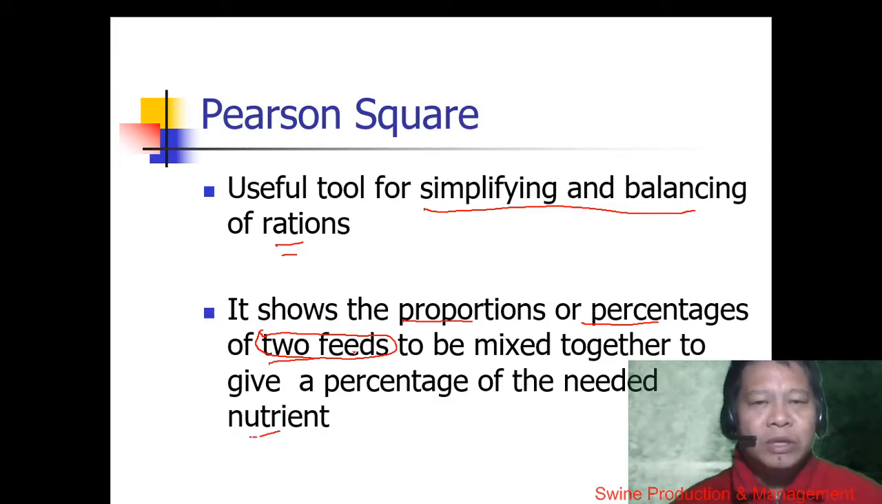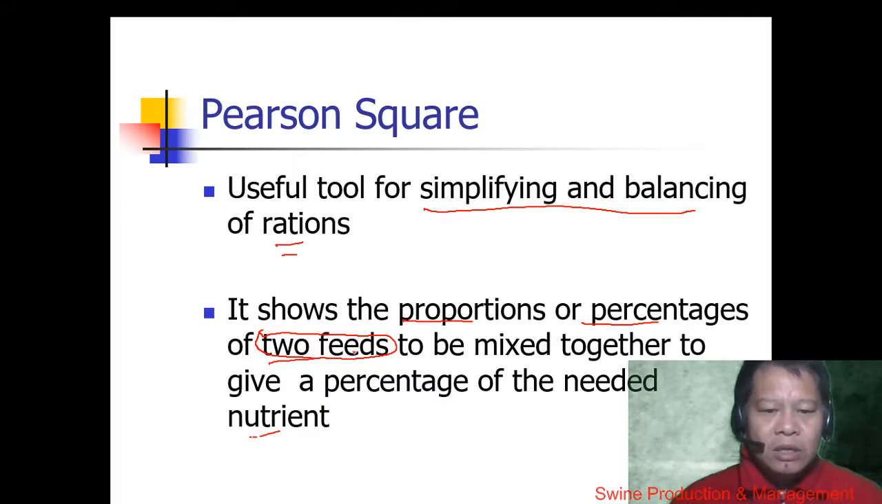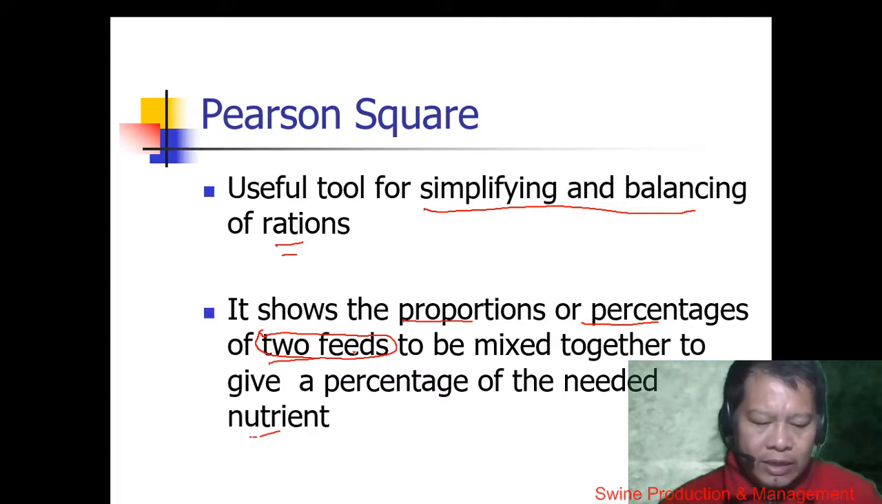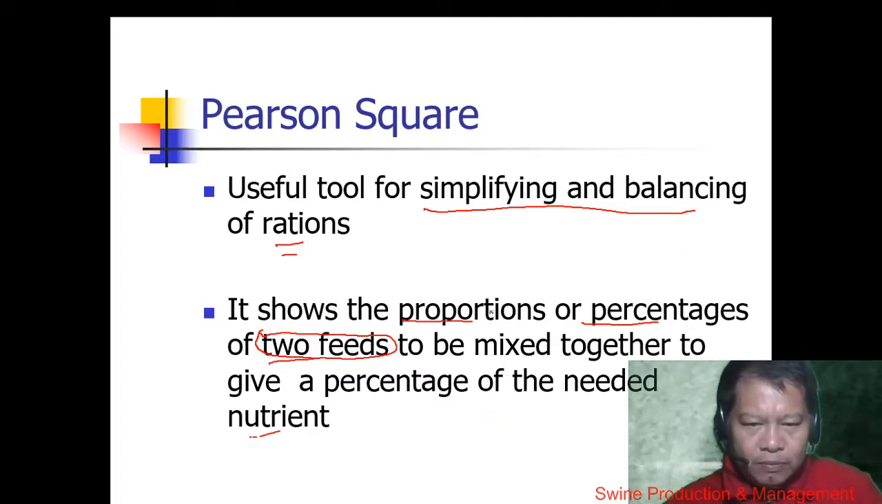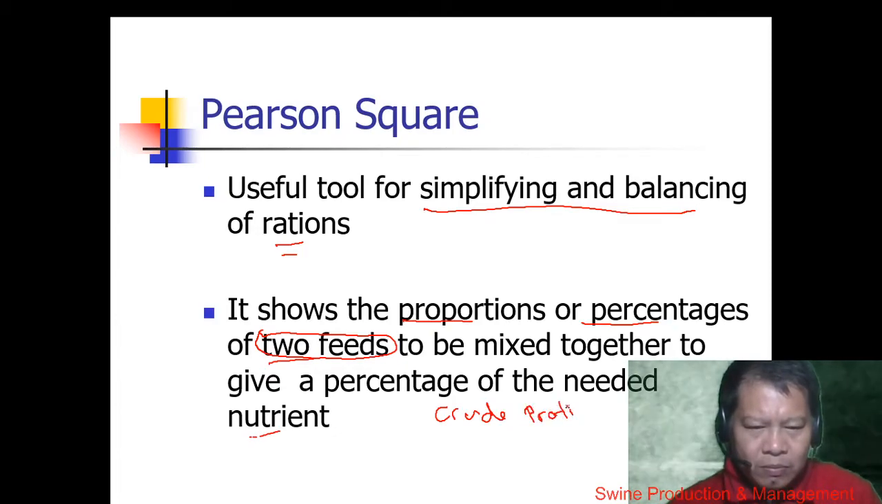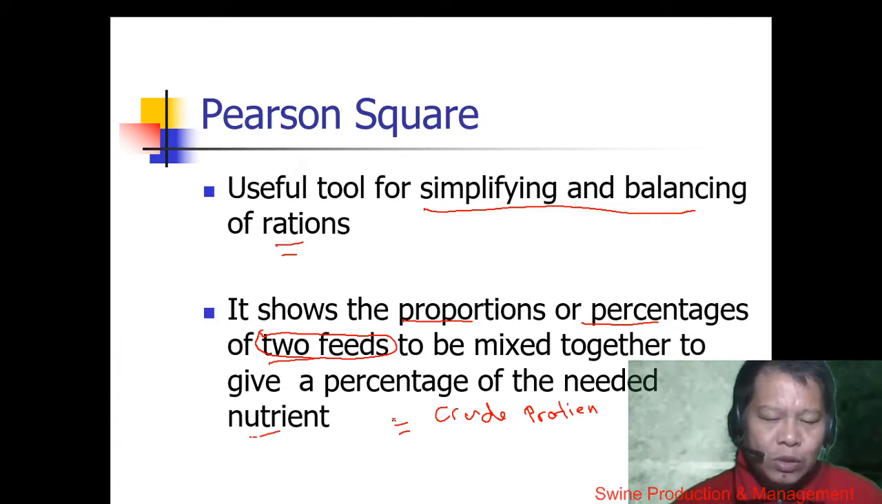In balancing equation, by the way, particularly in swine, pigs, we focus on balancing the protein. Crude protein is what is usually balanced. What is the spelling of protein? We will check later on. So what is usually balanced is crude protein, in terms of percent crude protein.